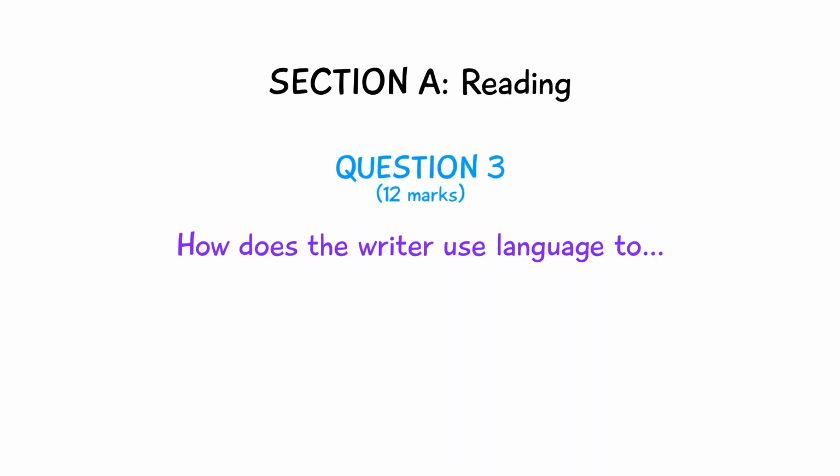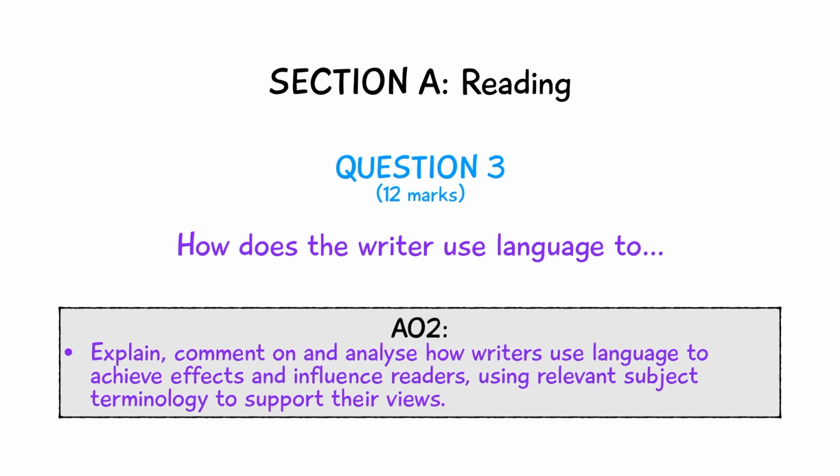Now, question 3 is very similar to question 2 of Language Paper 1, in that it focuses on language. You'll be asked how the writer uses language to achieve a specific focus. Here, you'll be assessed on AO2, which is your ability to explain, comment on, and analyse how writers use language to achieve effect and influence readers using relevant subject terminology to support your views. And there are 12 marks available for this one.